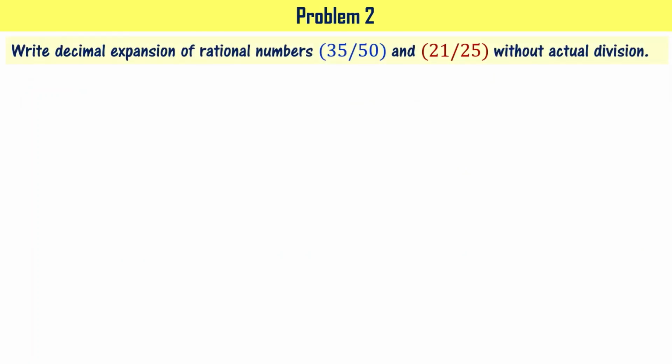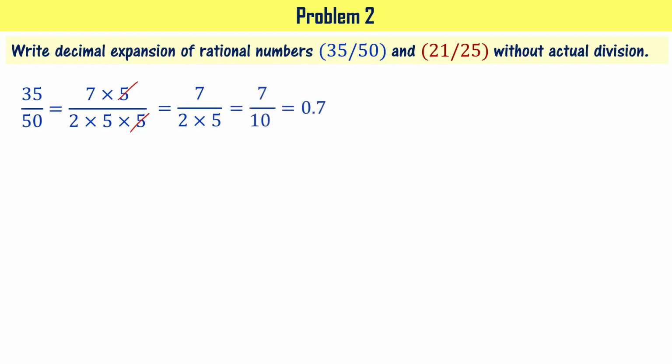Write decimal expansion of rational numbers 35 by 50 and 21 by 25 without actual division. Let me write 35 by 50 as 7 times 5 divided by 2 times 5 times 5, right? If I cancel one 5 here and one 5 here, I can write it as 7 divided by 2 times 5, right? It means 7 divided by 10, that is equal to 0.7. Let's do this for 21 by 25 now. 21 can be written as 3 times 7 and 25 can be written as 5 times 5, right?